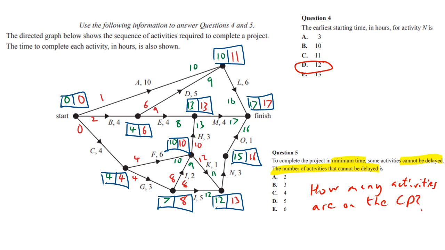So basically, what is the critical path? So here's our 0, 0. We've got a 4, 4. We've got a 10, 10, 13, 13, 17, 17. We see this 0 here. We follow that through, and I find there are 4 activities: C, F, H, M. That's 4. Answer C.